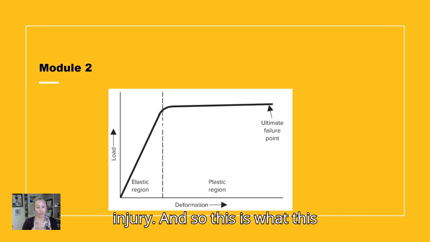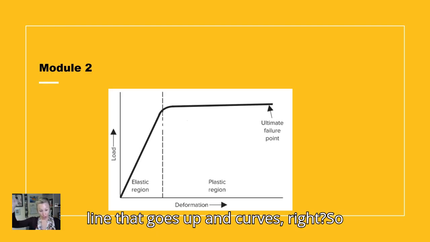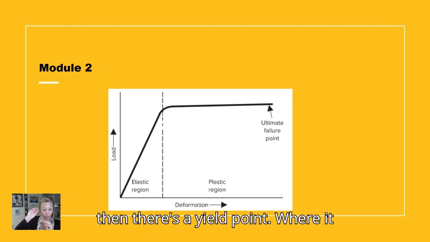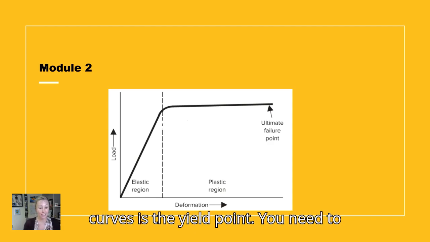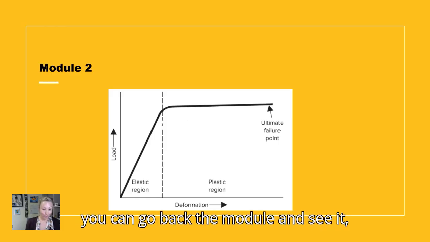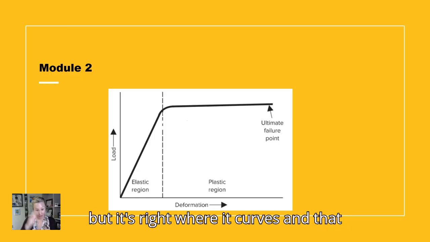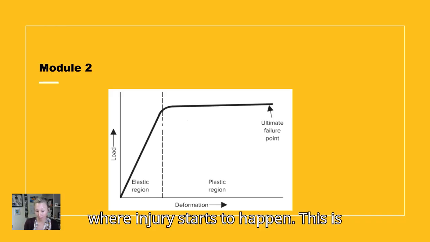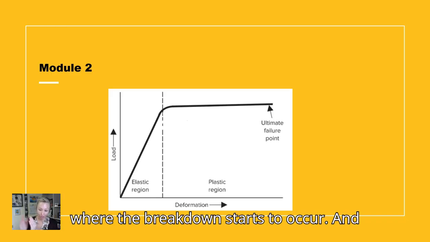And so this is what this line that goes up in curves, right? So everything can take a certain load, and then there's a yield point. Where it curves is the yield point. You need to know that. So I took the arrow away, but you can go back to the module and see it. But it's right where it curves and that dotted line is going up, because this is where injury starts to happen. This is where the breakdown starts to occur.